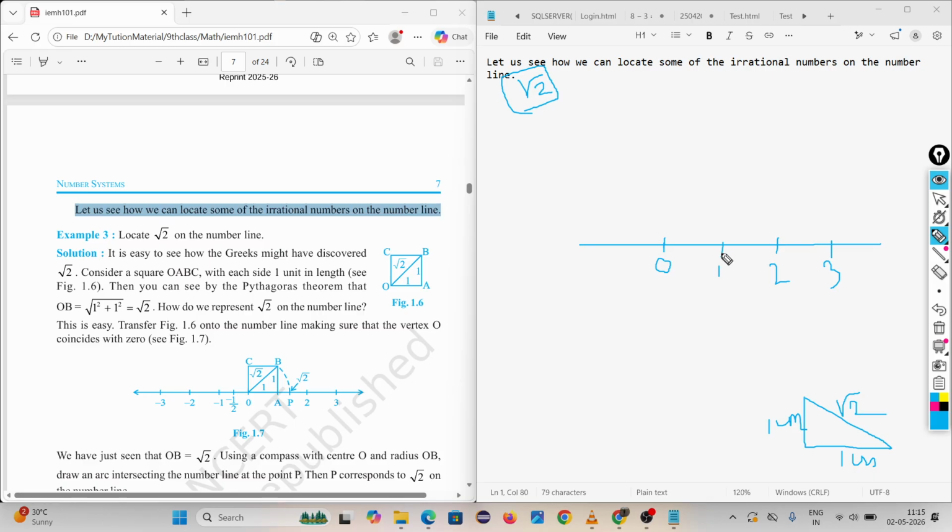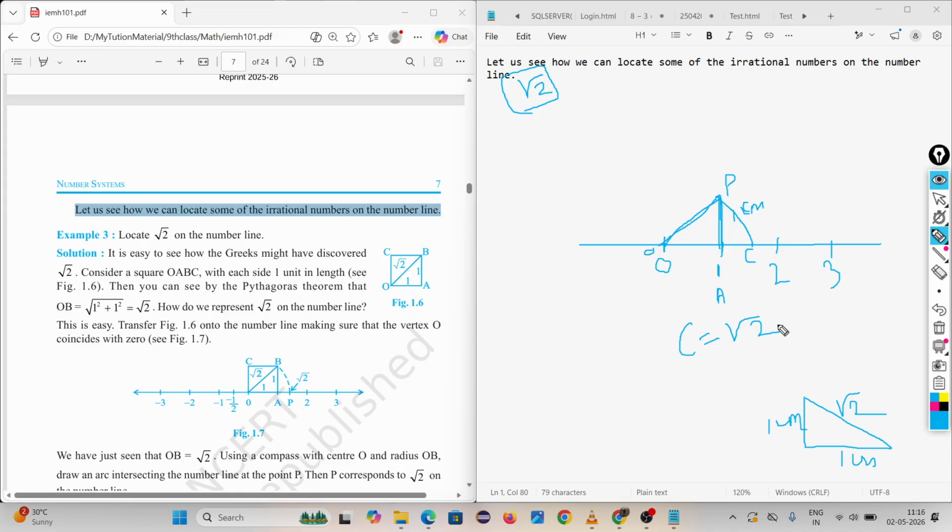Suppose I am taking a point A on the number line on which the number is 1. Then I draw one perpendicular. Remember, this perpendicular length is always fixed, that is 1 centimeter. Suppose this is named P. Then connect OP. Then by taking center O and radius OP, draw one arc. The arc touches the number line at point C, and this point C represents root 2.